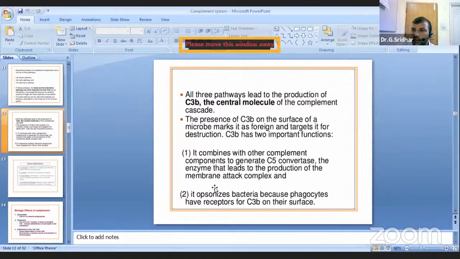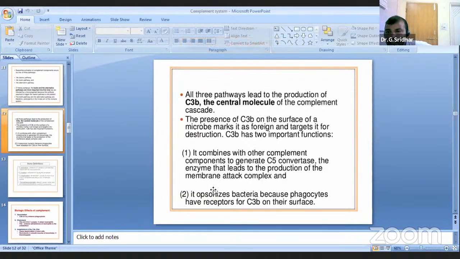All these pathways lead to the production of C3b, the central molecule of the complement cascade. The presence of C3b on the surface of the microbe marks it as foreign and targets it for destruction. C3b has two important functions. It combines with other complement components to generate the C5 convertase, the enzyme that leads to the production of the membrane attack complex.